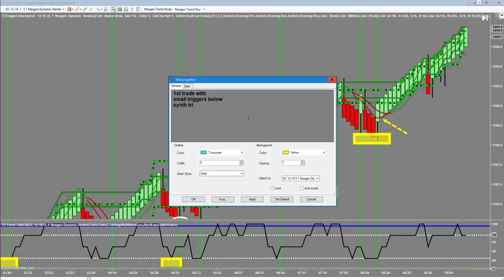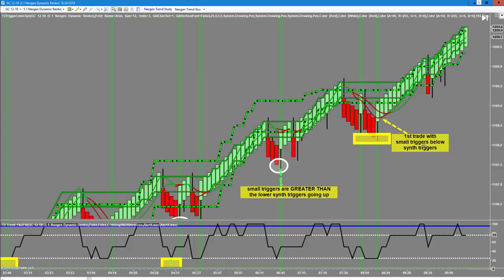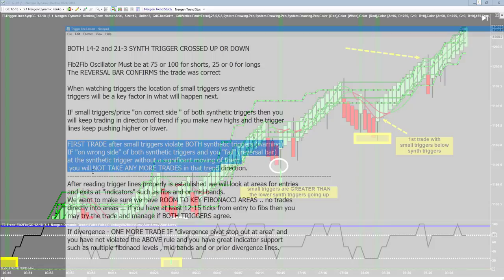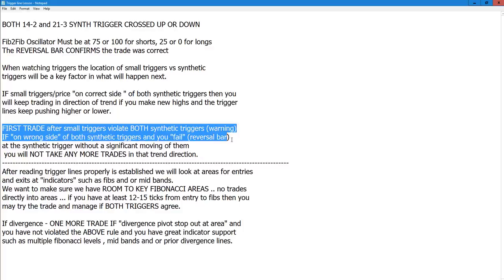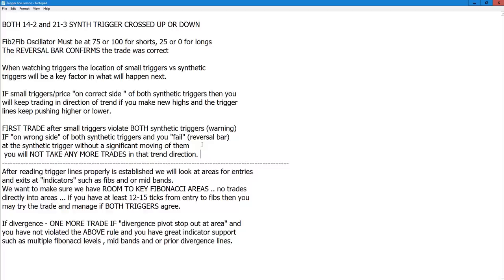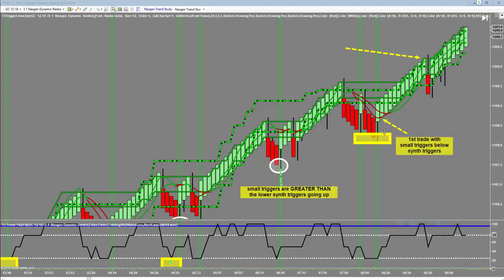And again, there's only 2 outcomes that can happen when you're below the triggers. You either get back above them and it really gets moving up, or you fail. And again, just to go back to our simple rules here: on the first trade after the small triggers, if it fails, no more trades. If it makes a significant move, then we'll do another trade. Fair enough? And again, this is a visual of being on the wrong side and making a significant move.